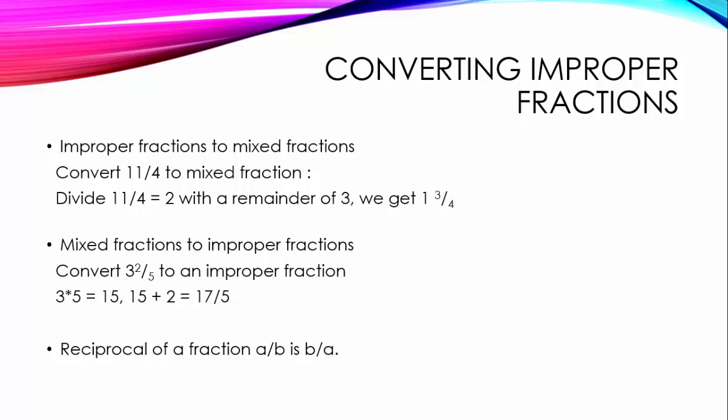For example, if you have to convert 11/4 to a mixed fraction, divide 11 by 4, which is equal to 2 with a remainder of 3. Write down the 2 and then write down the remainder 3 above the denominator 4. You will get 2 3/4.